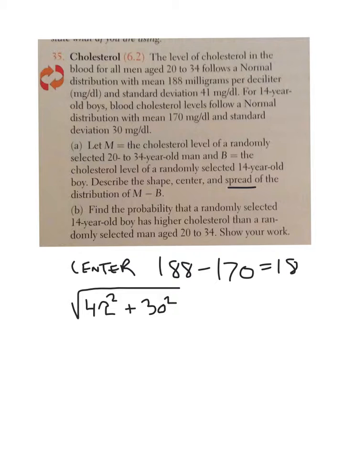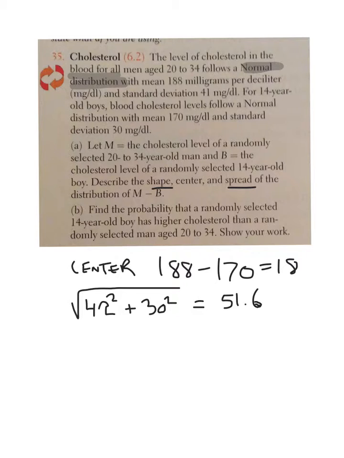Okay, so what do we get? We should expect the spread, or the standard deviation, to be 51.6. And what is the shape? Well, the shape is going to be normal because they say it's a normal distribution in the problem. So we can rely on that. So, let's go to letter B.